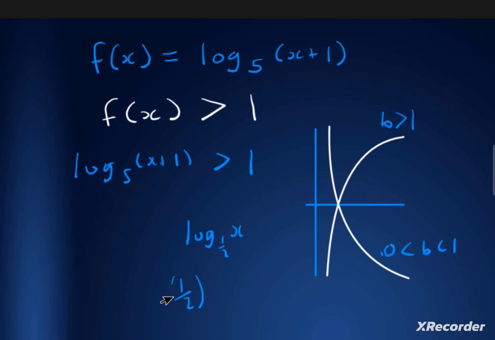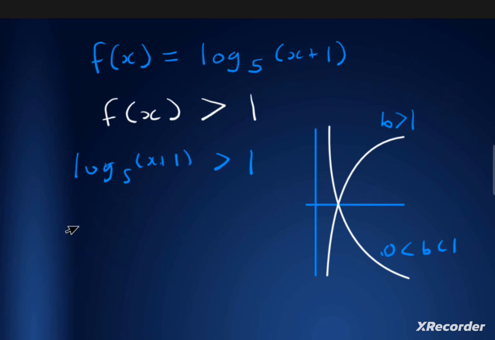So it's going to be half to the power of log x base half. So notice what will happen. This will cancel. I will literally be left with x. So it's the same thing we're going to do here. So we want to get rid of the log and the 5 so that we can remain with x plus 1, so that we can be able to solve for x.